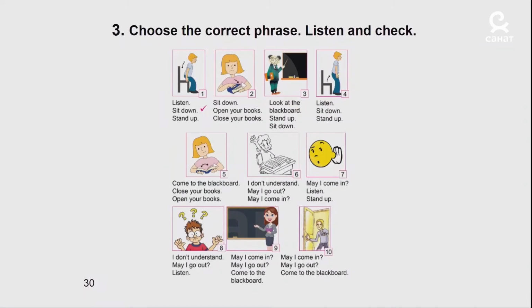That's great. Now, open your books on page 30. Look at exercise number 3. There are 10 pictures with 3 phrases under each picture. Let's choose the correct phrase for the pictures. For example, picture 1. What is it? Listen, sit down, or stand up? Yes, the correct phrase is sit down. Now you work individually and choose the correct phrases.